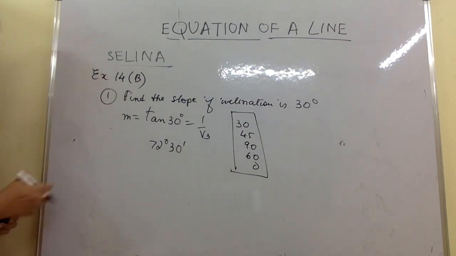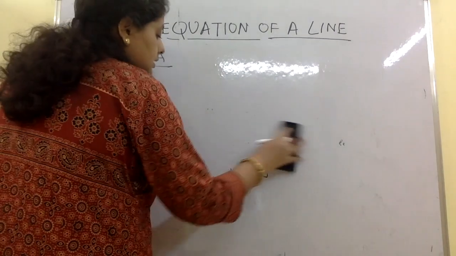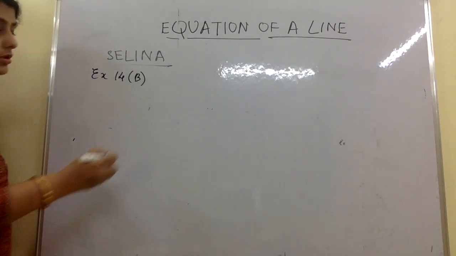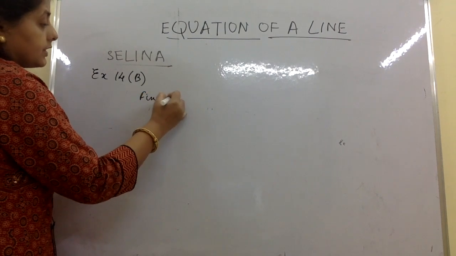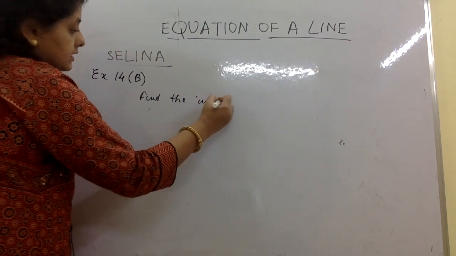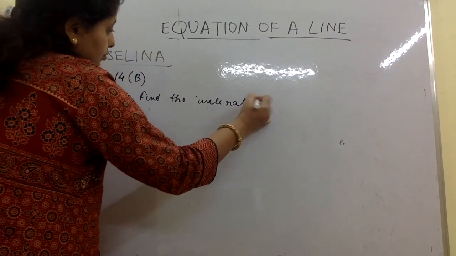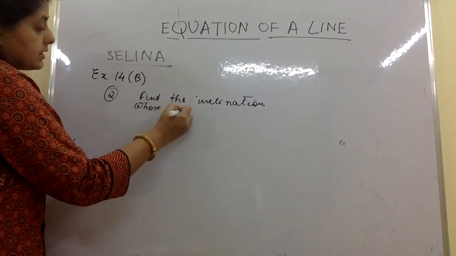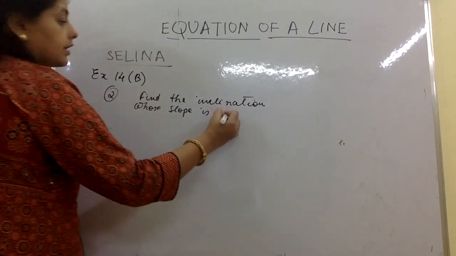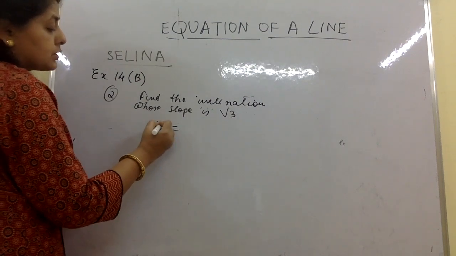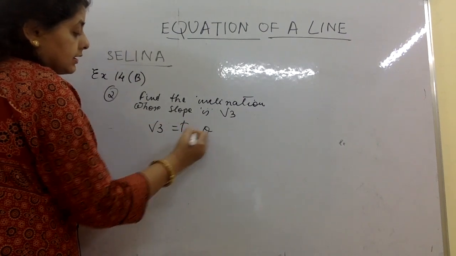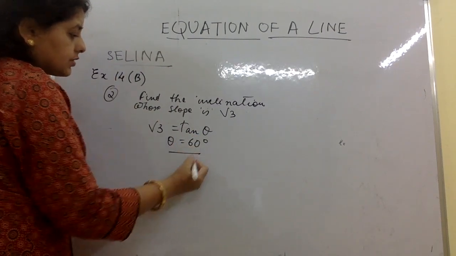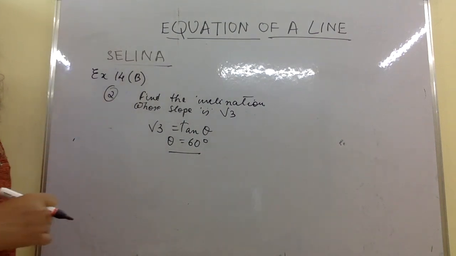Now this was a sum where the inclination was given and the slope is asked. Now the slope will be given and we find the inclination. Find the inclination whose slope is root 3. So the slope is root 3, that is equal to tan theta, then theta is equal to 60 degrees. So theta equal to 60 degrees is the inclination.